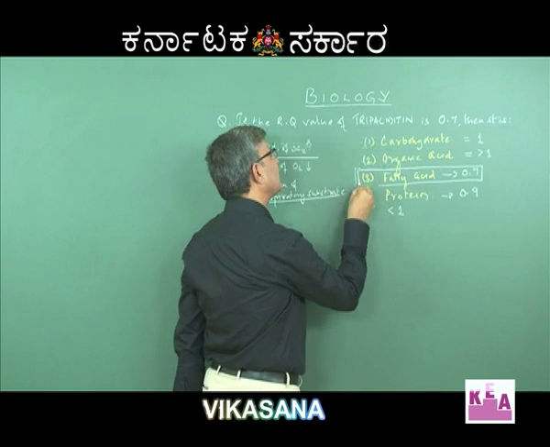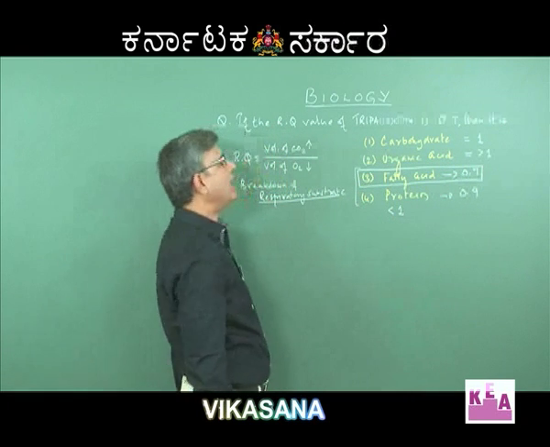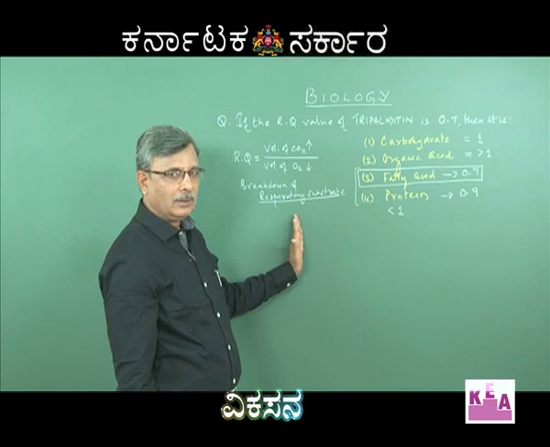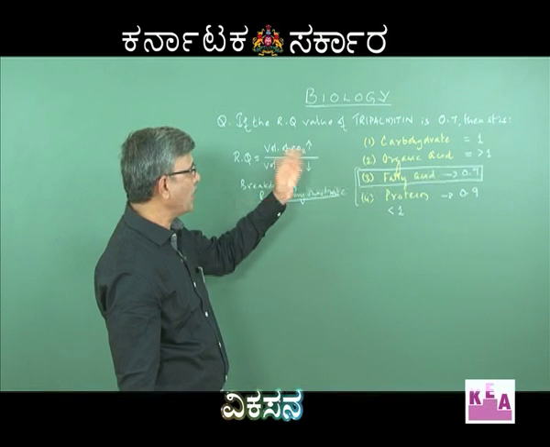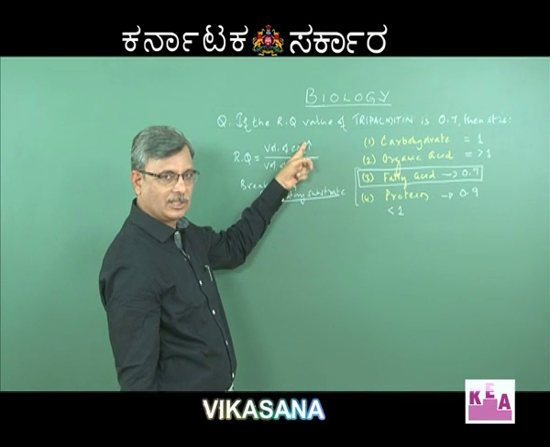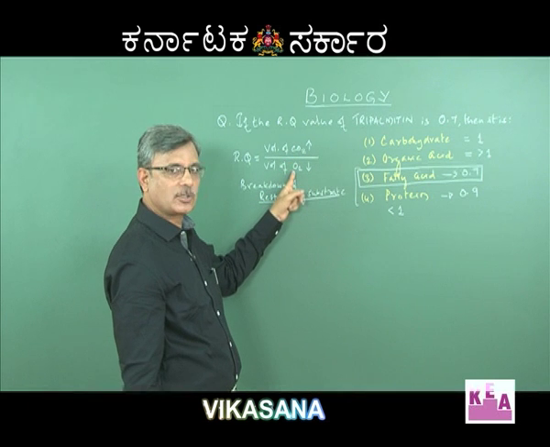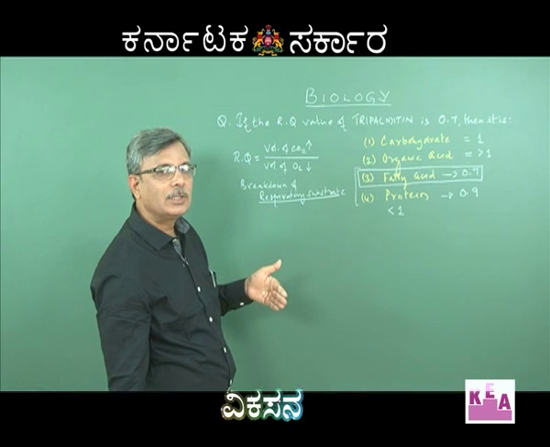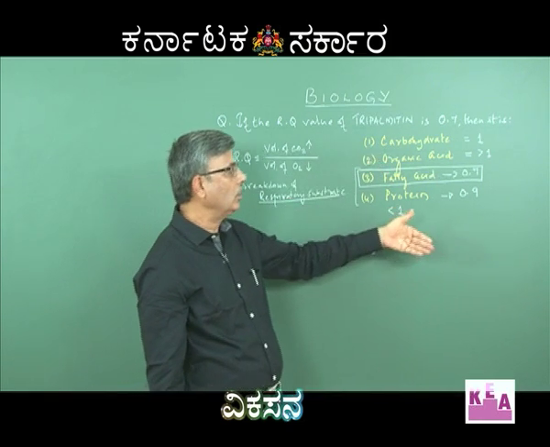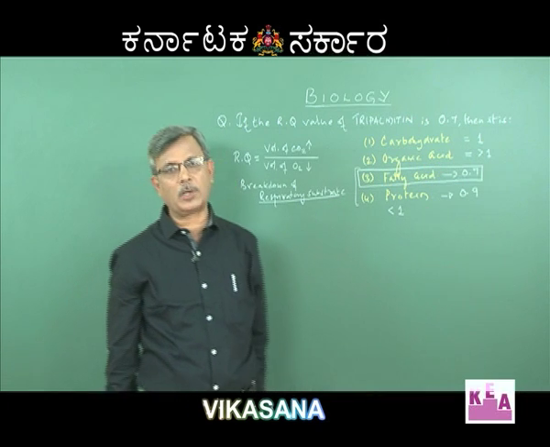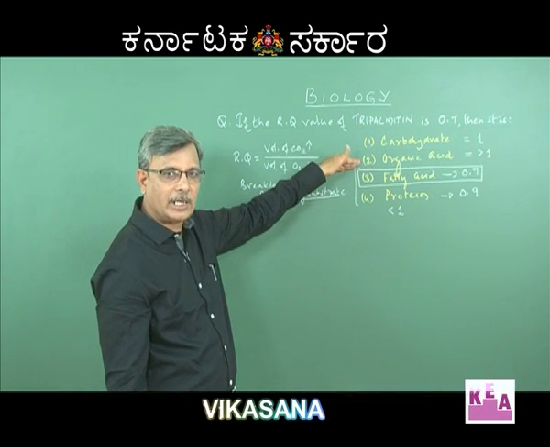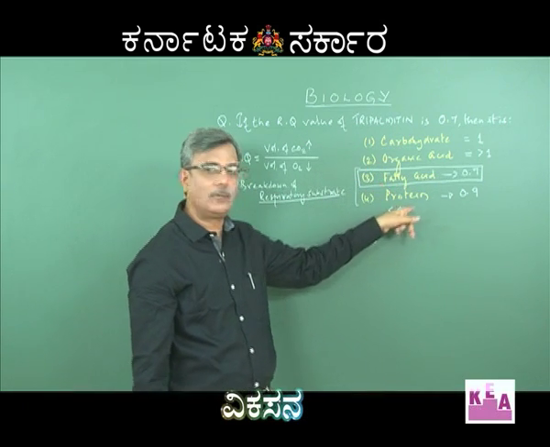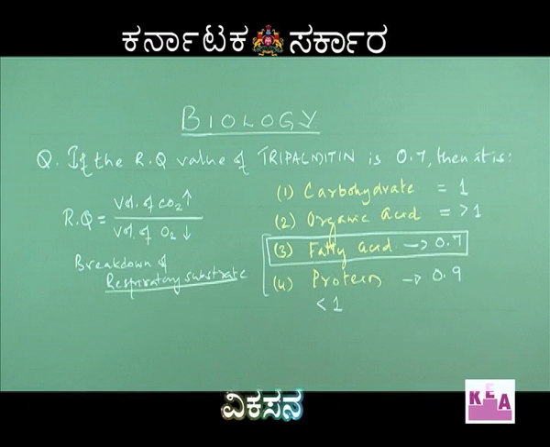You can be asked anything and you may be given a reaction of breakdown of respiratory substrate, and in case of aerobic respiration, oxygen is going to be used, carbon dioxide is released. Calculate how much of oxygen is consumed and how much of carbon dioxide is evolved, and look into the value. If you are going to get 1, naturally it should be carbohydrate. If it is more than 1, organic acid 1.33. If it is going to be 0.7, fatty acid. If it is 0.9, protein.